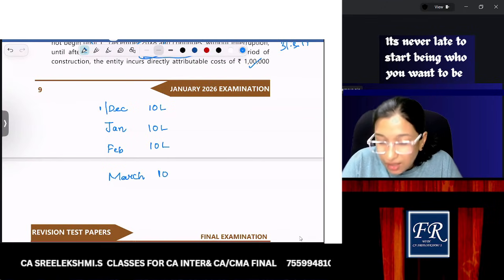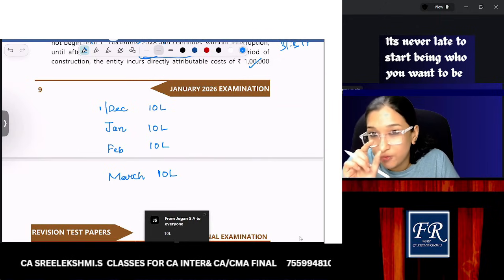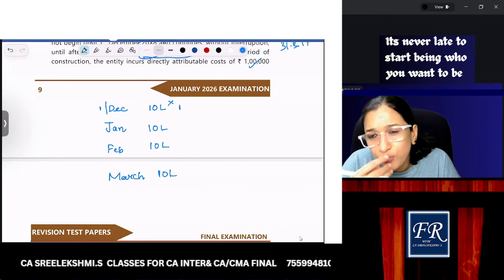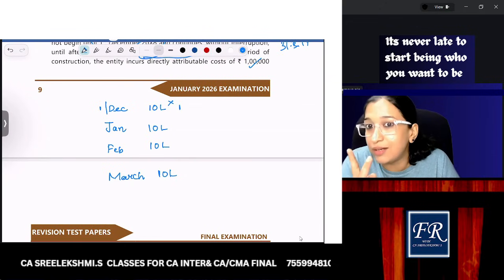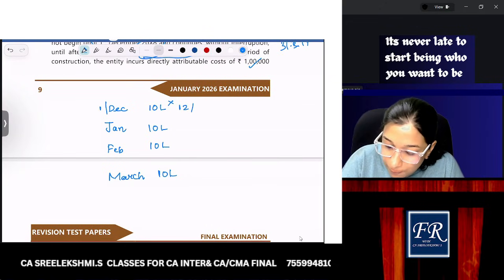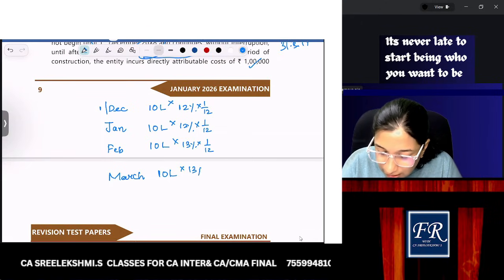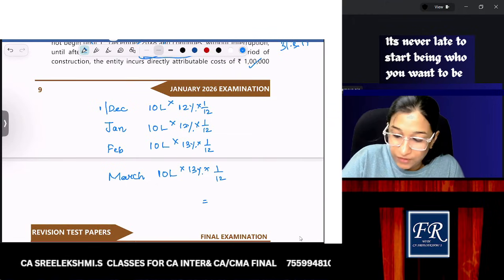Because if it is a specific loan, on the entire 10 lakhs we need to find out the interest for that construction period. So 10 lakhs into 12% for 4 by 12 was fine, but there was a change in interest rate. So 10 lakhs into 12% into 1 by 12 for the first month, December. 10 lakhs into 12% into 1 by 12 for the second month. 10 lakhs into 13% into 1 by 12, and 10 lakhs into 13% into 1 by 12. This is the total interest expense which we can capitalize.